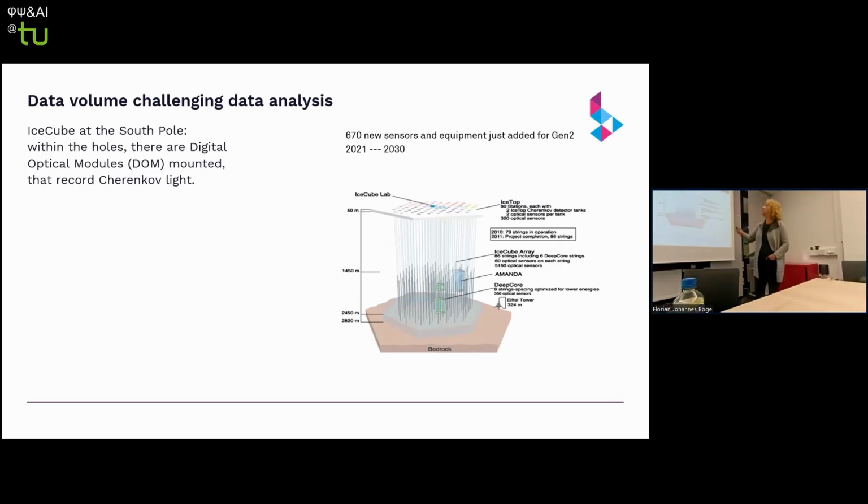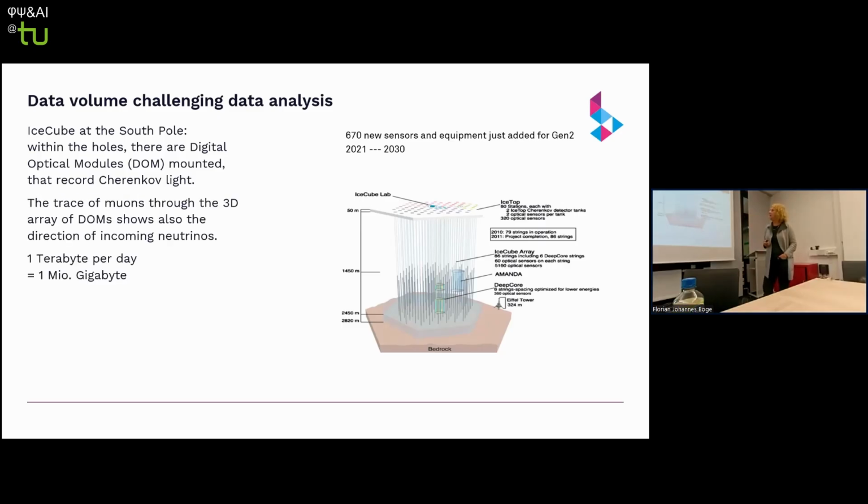And this is, for instance, right now, last week, 670 new sensors and equipment were added. So it is larger and larger, this area. And it will become even larger until the year of 2030. And then what you get is you see these neutrinos trace through, and if they interact, there is a short blue light, and this short blue light must be captured, and then we analyze the data that come out of it, and it is 1 terabyte per day.